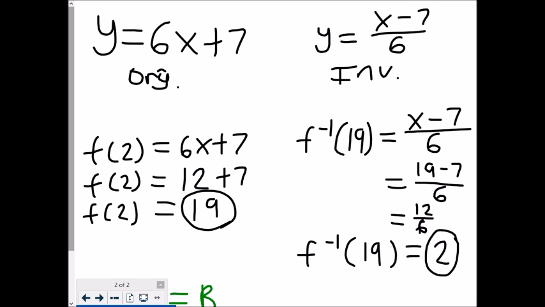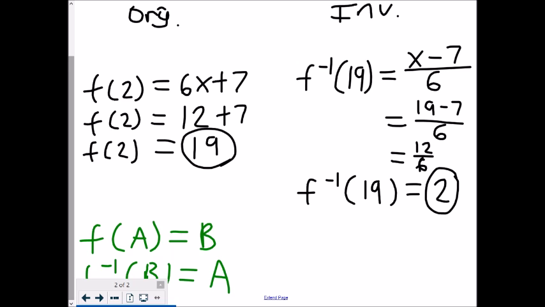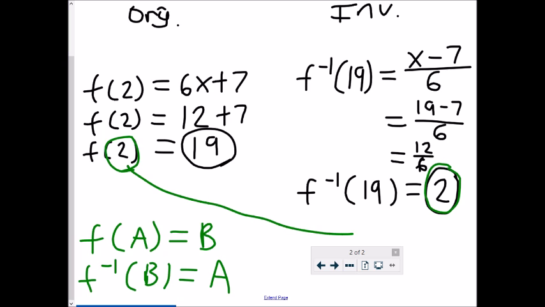So there's a formula here where the variables might be a little different, but it basically means the same thing. f of A equals B, and then f -1 of B equals A. What that basically means is this number and this number need to be the same, and this number needs to be the same. If they're not, then the inverse equation that you came up with is wrong.